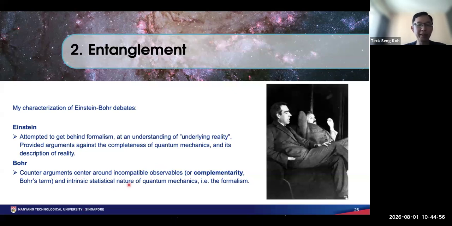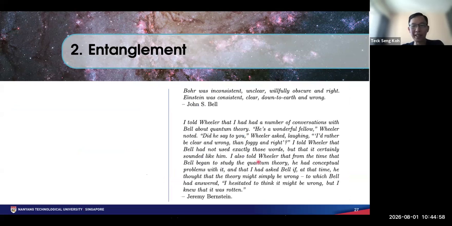His arguments were a bit vague. Okay. So there's a long quote and there's a short quote. I'll just read the short quote. John Bell said, Bohr was inconsistent. It was unclear, was willfully obscure with terms that were not well defined, like complementarity. But he was right. Einstein was consistent, clear, down to earth, but wrong.